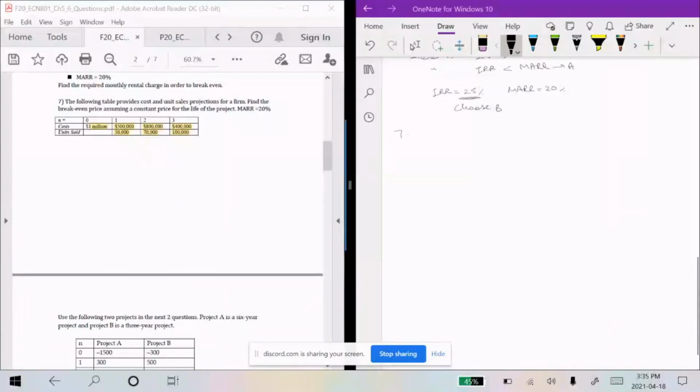Okay, so in this one, like I said, they just gave us the costs and not the revenues. What we would do is make the cash flow diagram for this one. So 1 million investment in the 0th period. In the first period, there is another $500,000. In the second, there's 800,000. And in the third one, there's 400,000.